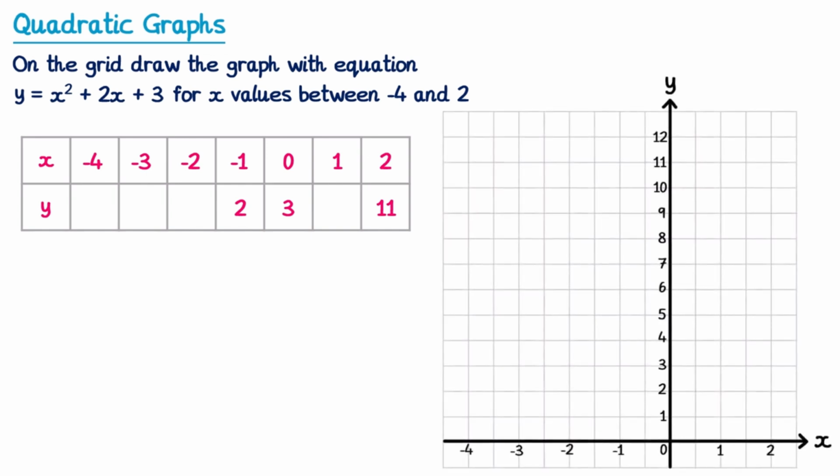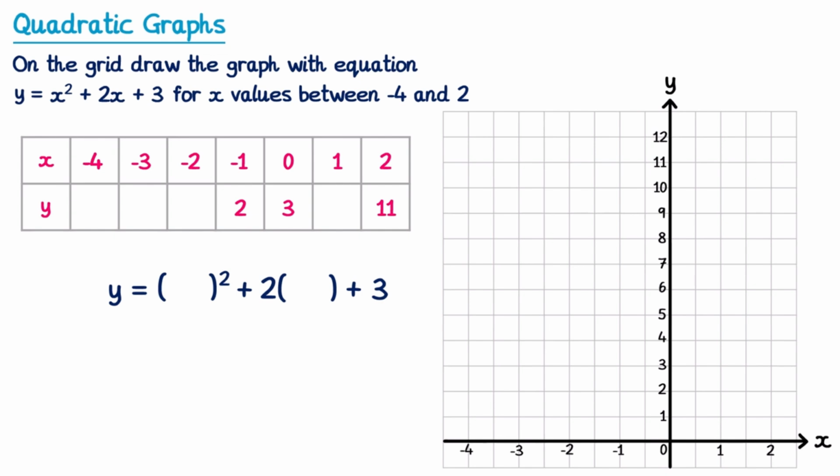To complete the table, we're going to need to use this equation here. The way I like to do this is to write out the equation again, but then replace all of the x's with brackets. So let's replace the x on the x squared with a bracket, so it's now bracket squared. And let's replace the x on the 2x with a bracket, so it's now 2 bracket. Then all we need to do is substitute in the x values to get the corresponding y values.